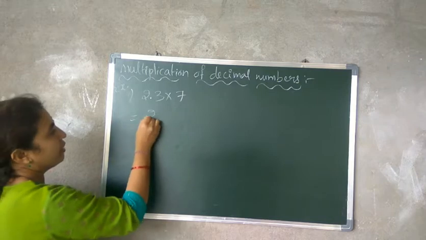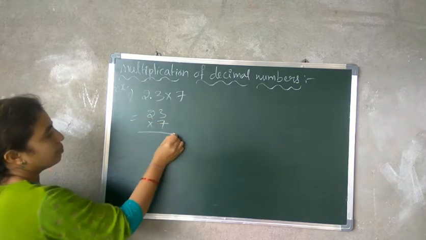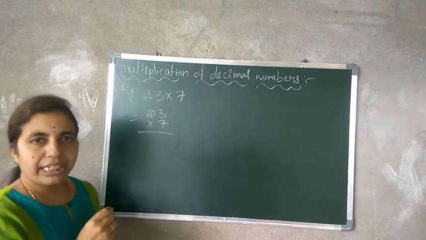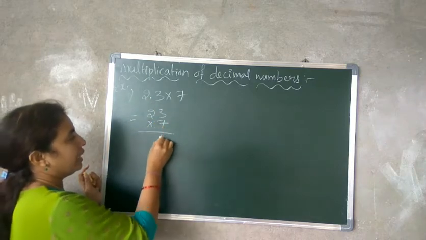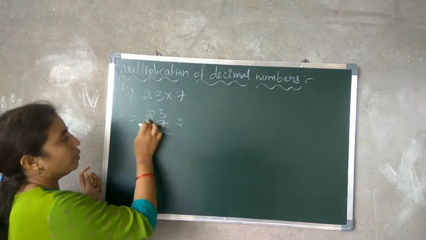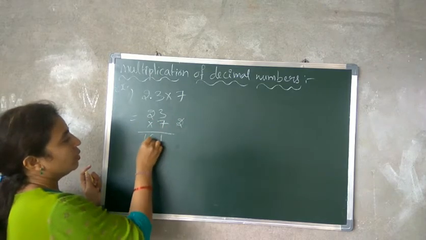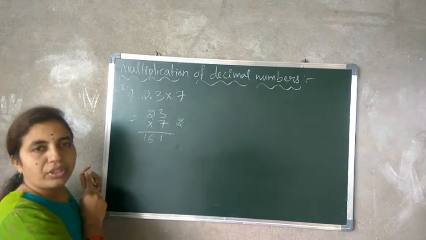Total number you consider is 23 into 7. Just multiply it, 23 into 7, without the decimal. So how much will you get? 7 3s are 21. 2 here. 7 2s are 14 plus 2, 16. So what you got? 161.